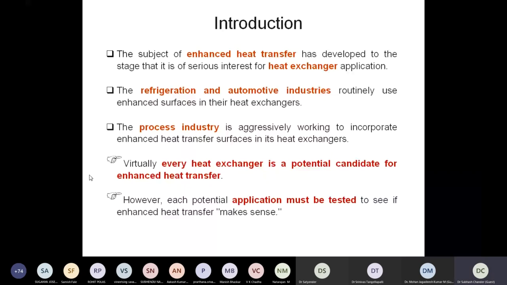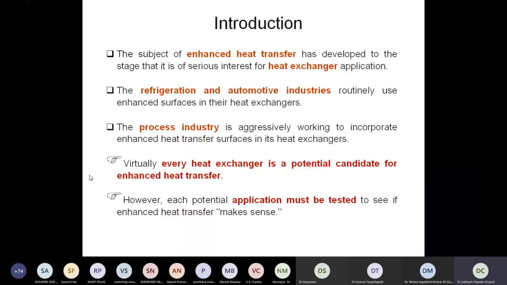Again I'm repeating, we should not think of a heat exchanger as simply a shell and tube heat exchanger. Heat exchanger generally is used as a very generic terminology. However, each potential application must be tested to see if enhanced heat transfer makes sense. This is again very important.